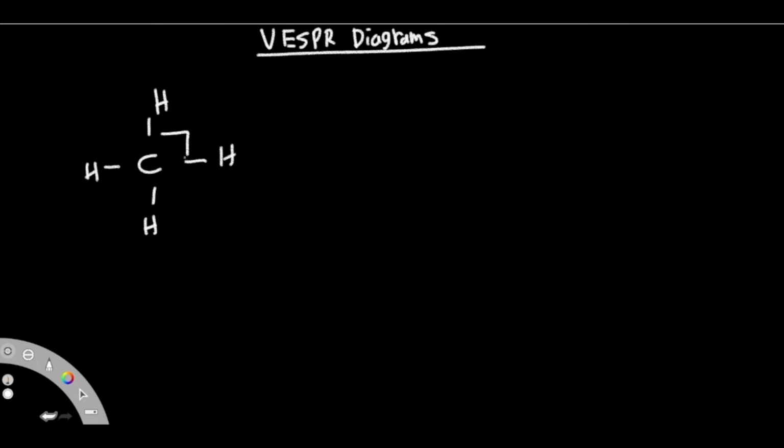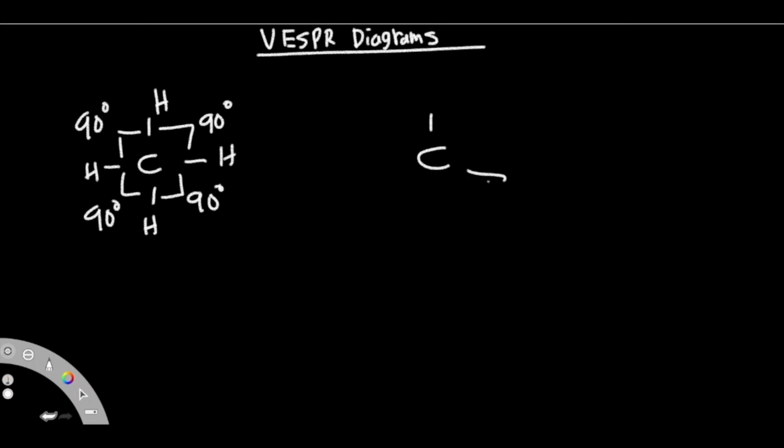All of these angles here seem to be at 90 degrees. 90, 90, and 90. However, we are using a two-dimensional plane on this blackboard. What it's supposed to be is actually something like this, where you have your hydrogens on the outside. And it looks this way because we're in 3 dimensions.